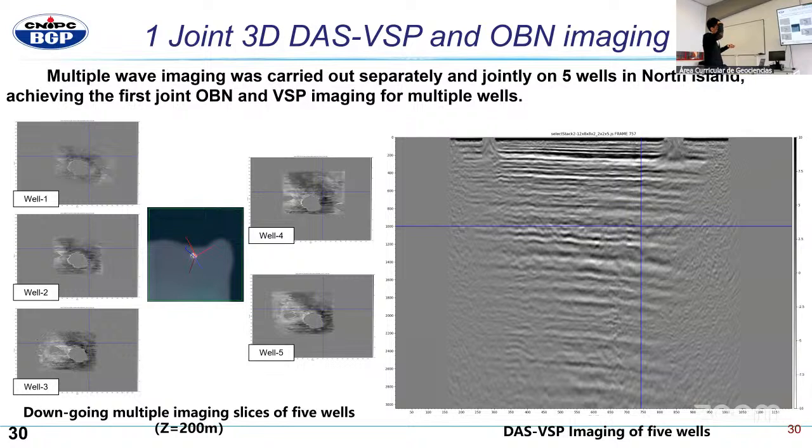And this is what we get using only the DAS VSP data to do the migration, the multiple imaging migration. This is from the single well imaging, and on the right-hand side is the imaging of the 5 wells together. So I think this is very clear.